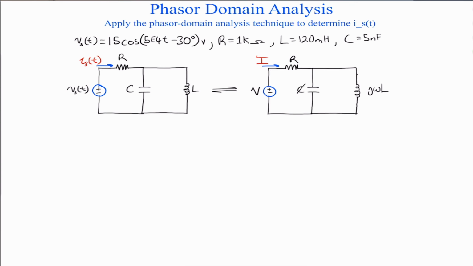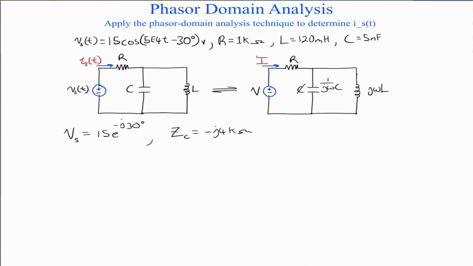Here we should have had 1 over j omega C. So we can transform our voltage source into the phasor domain, and that is 15 times the complex exponential e to the j minus 30. Our capacitor is equal to minus j 4 kiloohms.